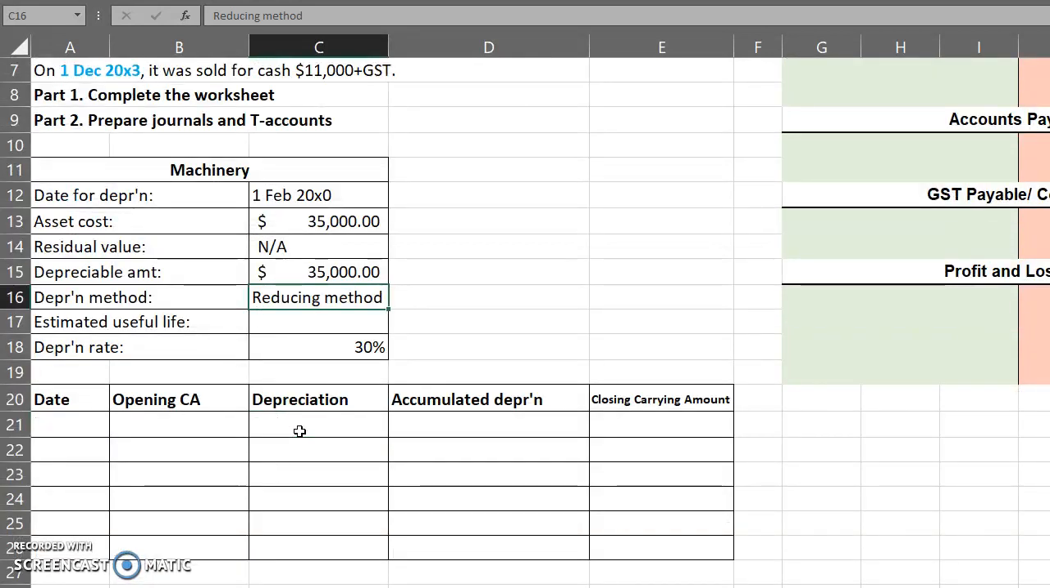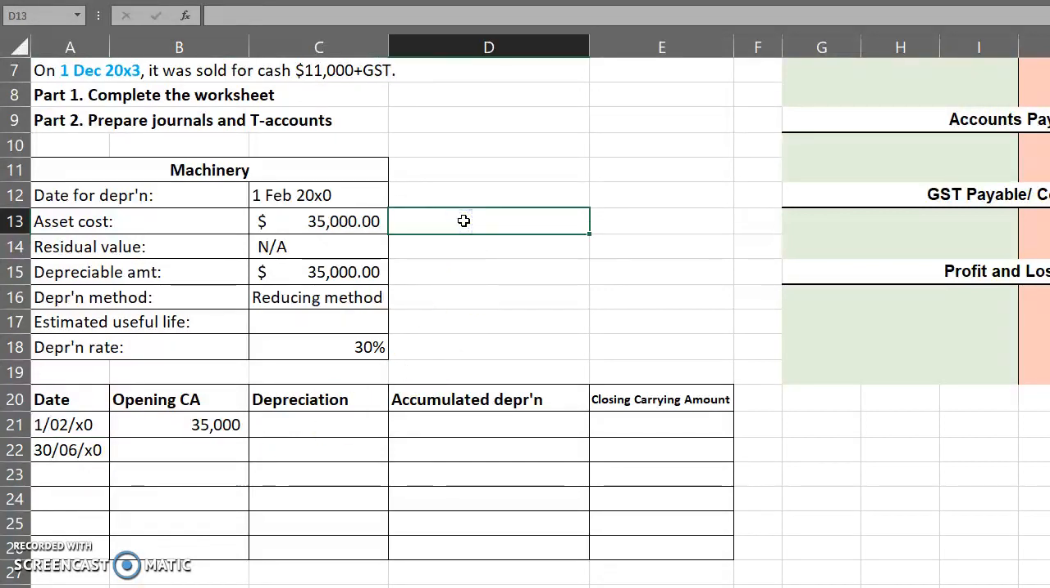Okay, let's go. So the date when we bought the asset or when we start depreciating the asset will be 1st of February 2000. And the opening carrying amount of the asset is $35,000. The first lot of depreciation will be done on the 30th of June 2000. How many months would that be for? Well, let's have a look.